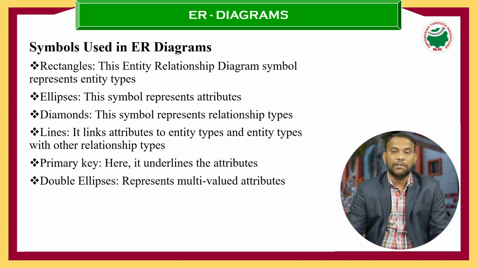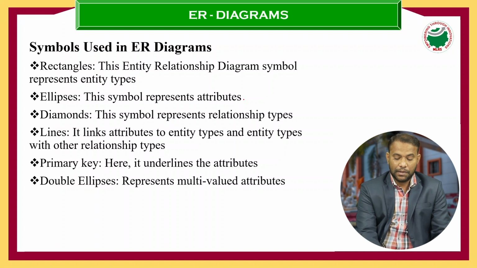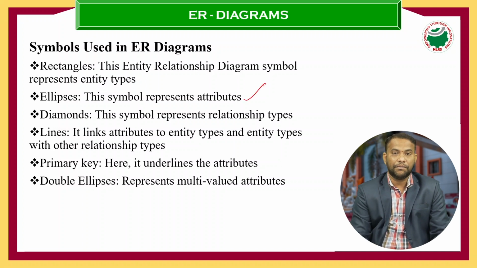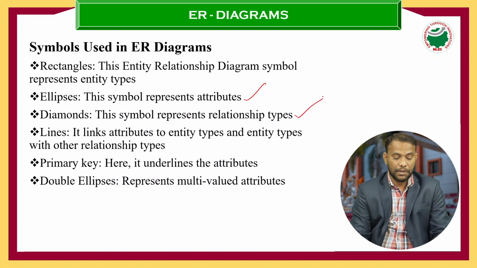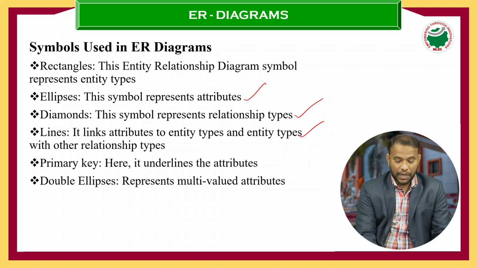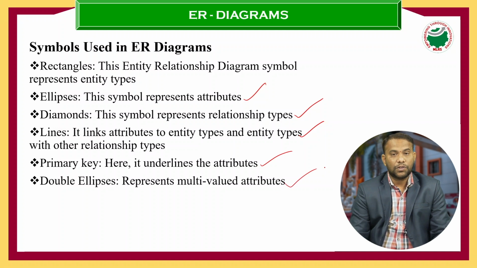Next, what are the symbols we use to draw ER diagrams? One is the rectangle, which, as we have seen in the diagram, represents the entity, whereas a diamond is used for the relationship, and the oval shape represents an attribute. In this we also use the primary key and the double ellipse. What is meant by primary key? Here it is an underlined attribute.